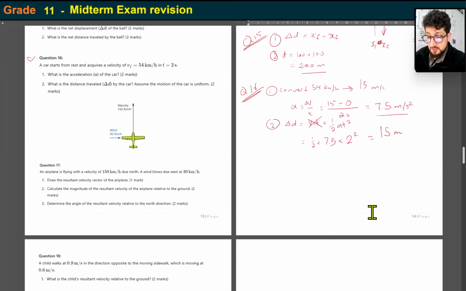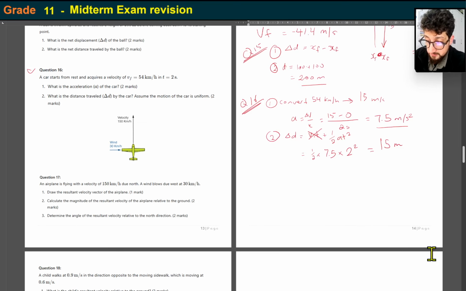Let's go to question 17 now. An airplane with a velocity of 150 kilometers per hour due north. A wind blows west at 30 kilometers per hour. Draw the resultant velocity vector of the airplane. Okay, that's really cool. So obviously head to tail. So that's the first one, 150. And that's the second one, and that's going to be 30. And the resultant is this guy here. And that's the resultant vector.